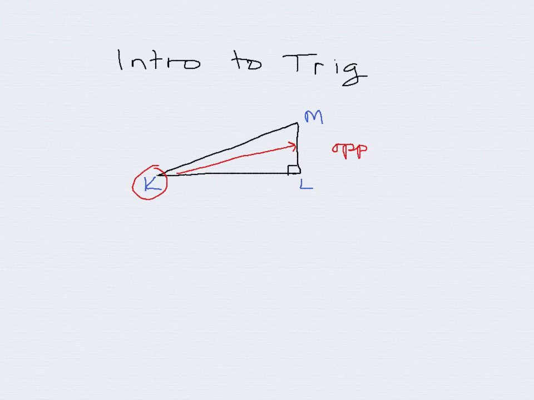The side that's touching the angle K, but is still a leg, because really there are two sides that touch angle K, side KM and side KL. But only one of those sides is a leg. In this case, side KL is called a leg. Specifically, it's called the adjacent leg.